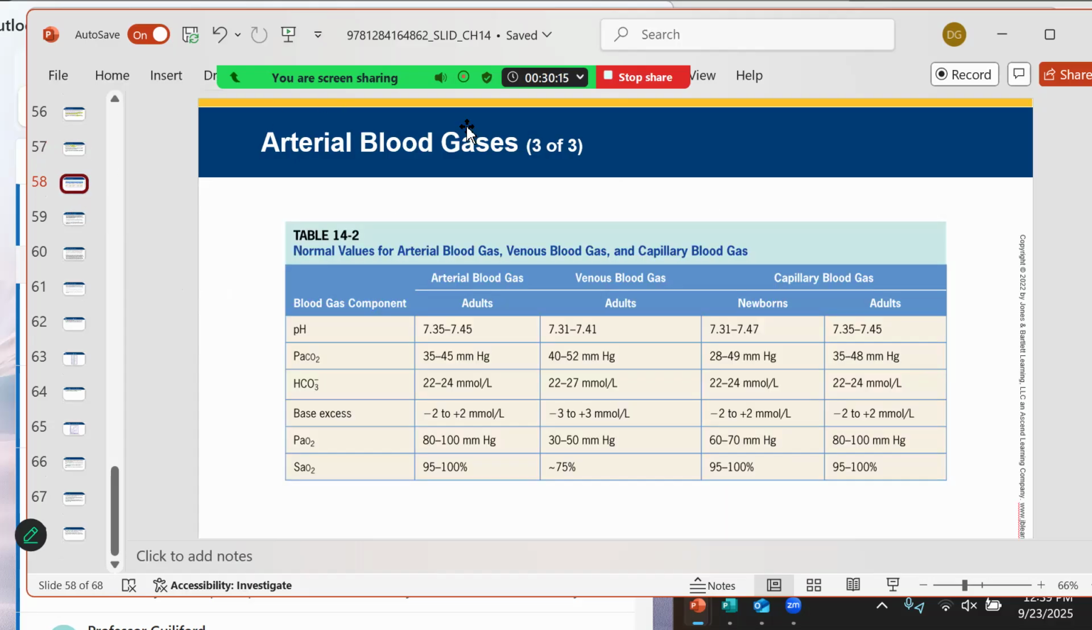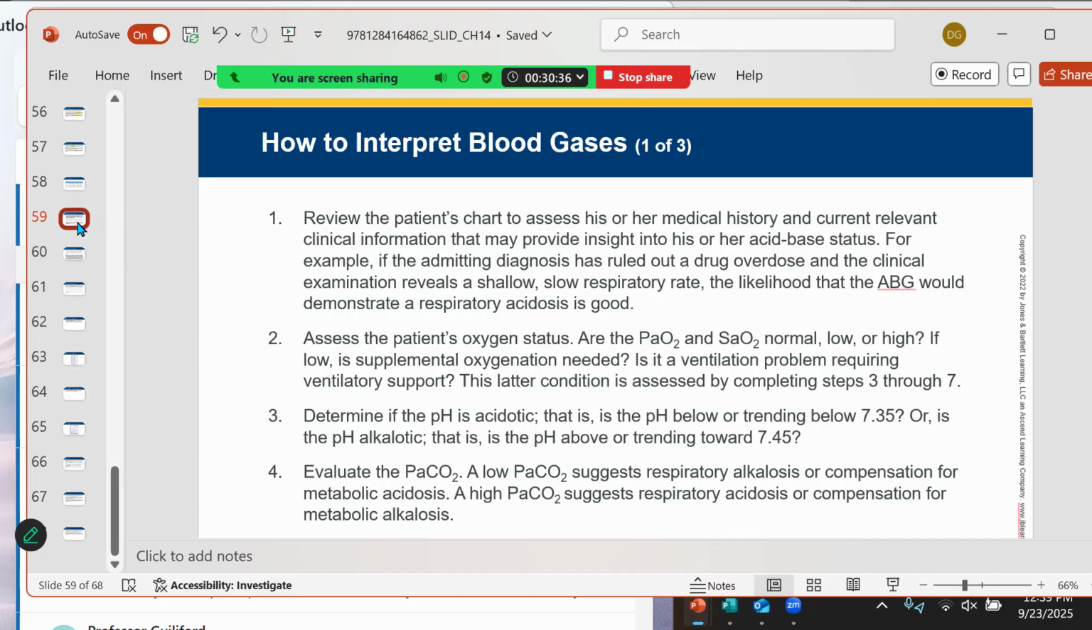And then here we go. Look at these ABGs all in one place, VBGs all in one place, and then capillary blood gases. We really don't see capillary gases for adults in America, just for newborns. But it's cool to have all those numbers in one place where you can refer to them. How to interpret blood gases?